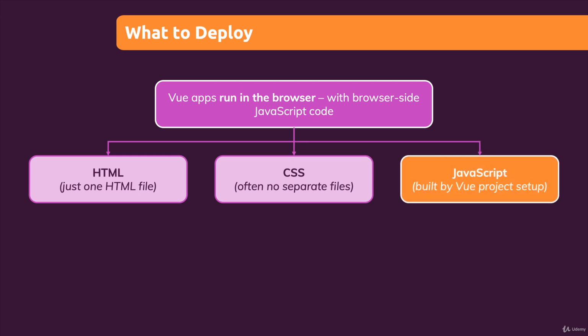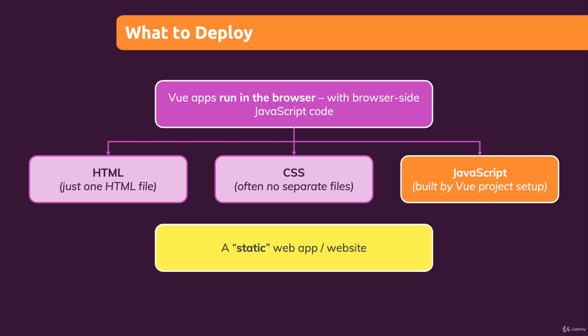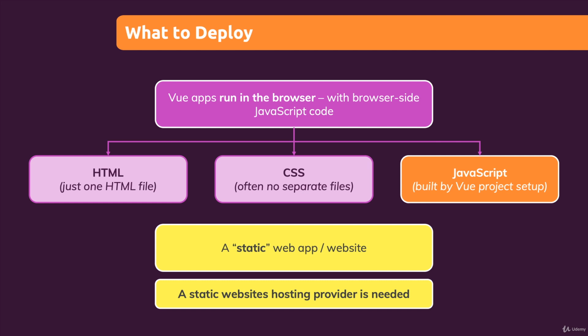Here, for example, we have our project setup, and that project setup will have certain scripts for transforming the code we wrote to code the browser understands. And I'll show you these scripts throughout this module. But therefore, we just have HTML, CSS, and JavaScript. We have no code that would run on a server. And therefore, we have a static web app, a static website, which means it's just a website with code that is evaluated by the browser and has no server-side code. And hence, a static website hosting provider is all we need.